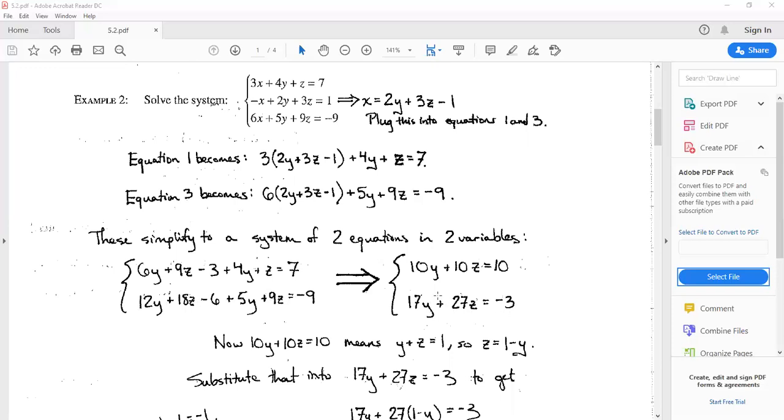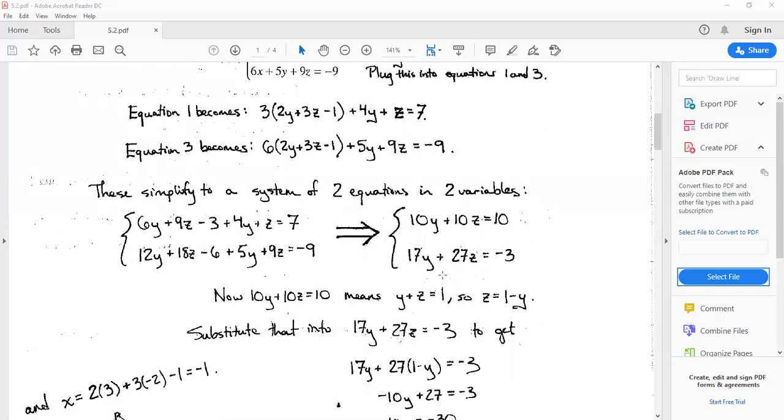Now, of these new equations, I can take the first one and divide both sides by 10. That gives me y plus z equals 1, which I can then solve for z, or I could solve for y. At this point, it doesn't really matter. I'm going to solve for z. So z equals 1 minus y. Very clever. Now I can substitute this into the other equation and solve for y.